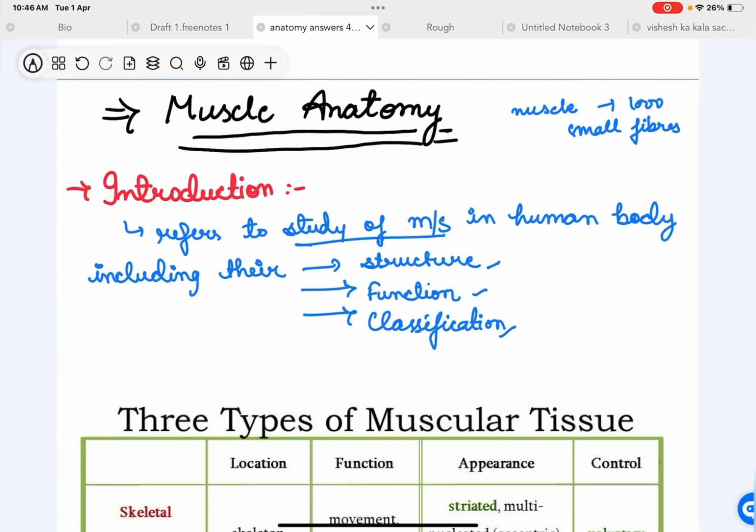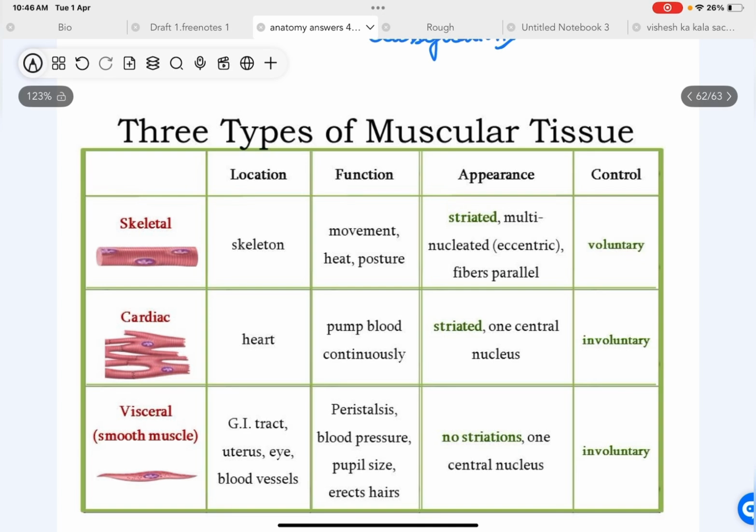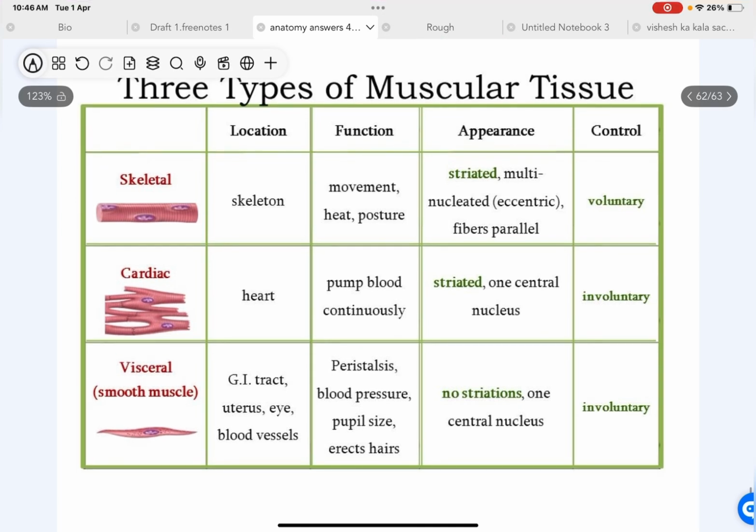Hello everyone, our topic is muscle anatomy. So muscle anatomy refers to the study of muscles in the human body, including their structure, function and classification. So what is muscle? Muscle is made up of thousands of small fibers that work together, stretching and pressing, to move your organs or the body. There are three types of muscular tissue or muscles found in the human body, that is skeletal, cardiac and visceral or smooth muscle.